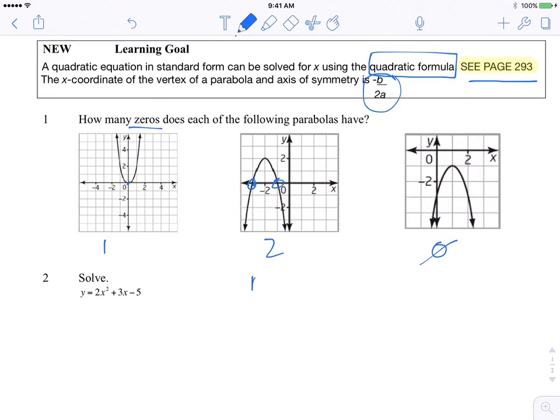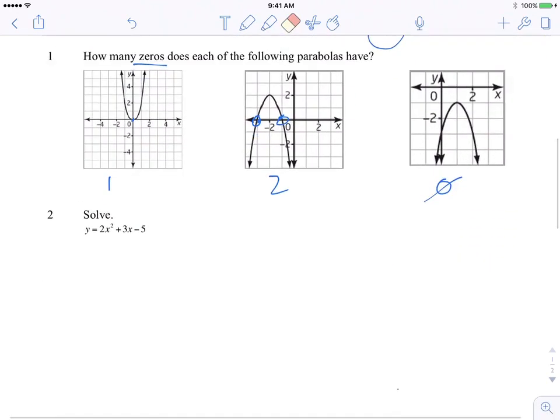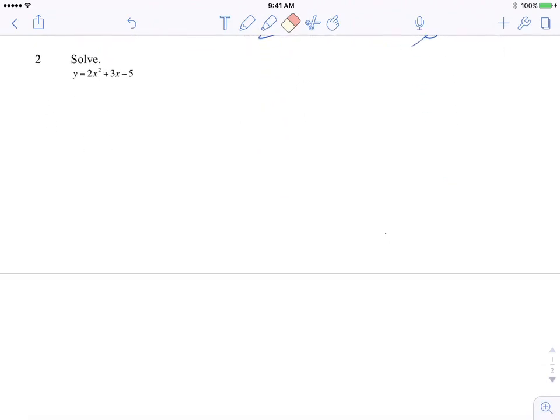So at most you can have 2 roots, right? So a parabola, or an equation, can have at most 2 roots. It could have 0 roots, it could have 1 root, or it could have 2 roots. Keeping that in mind. All right, so if we're going to solve this, we want to find the roots, of course.